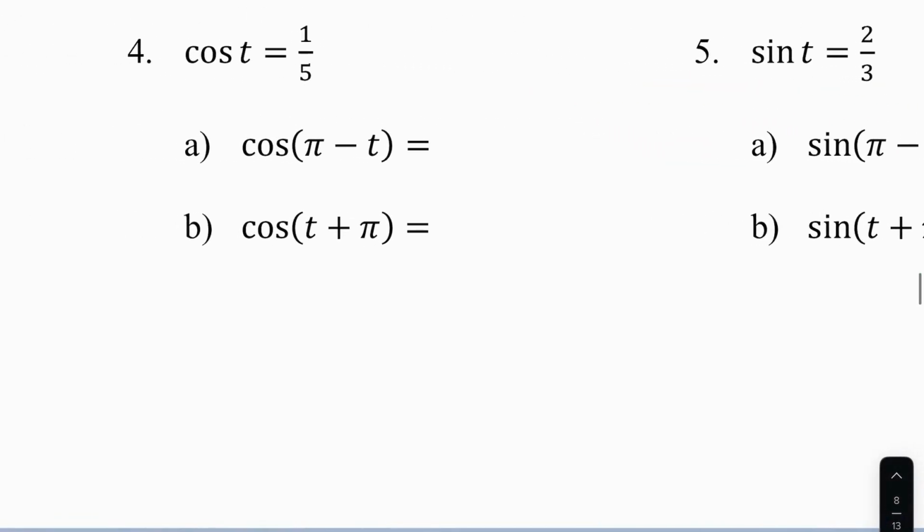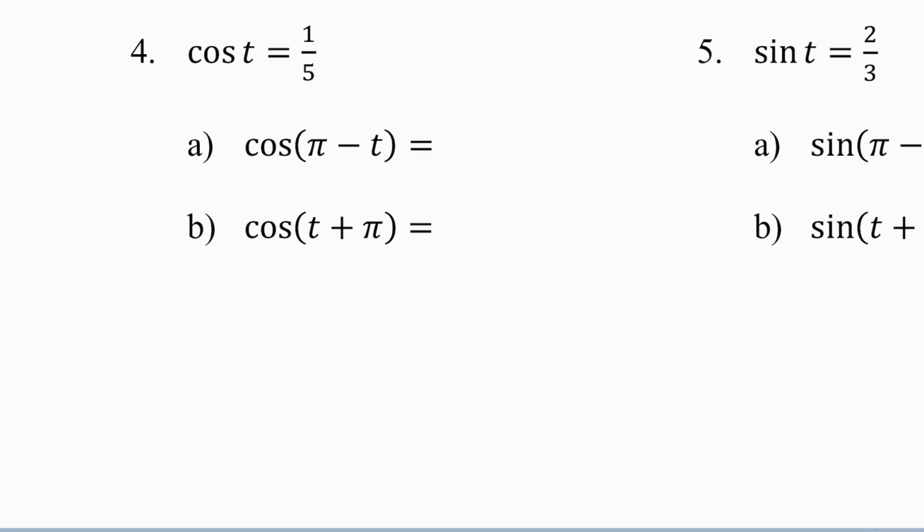So let's say cosine of t has a ratio of 1/5. So some angle for cosine gives you 1/5. Well, the easiest way to think about this is, let's just say theta is in quadrant 1. If cosine goes from quadrant 1 and we're doing pi minus t, which moves it to quadrant 2, what happens to our cosine? Well, cosine in quadrant 1 goes to the right, so that's positive. Cosine in quadrant 2 goes to the left, so you end up with a negative ratio. And that's only because it's cosine.